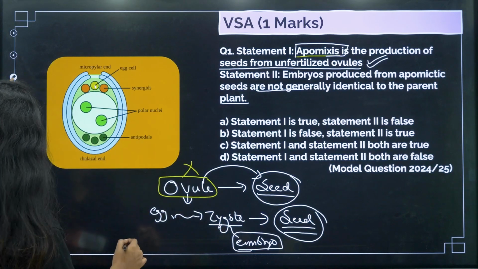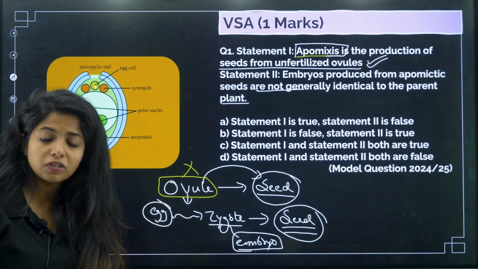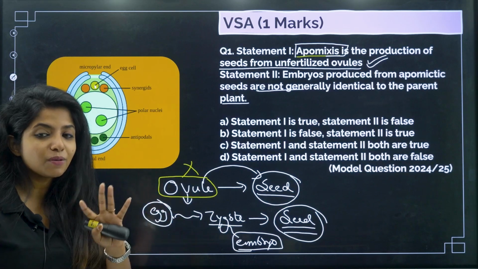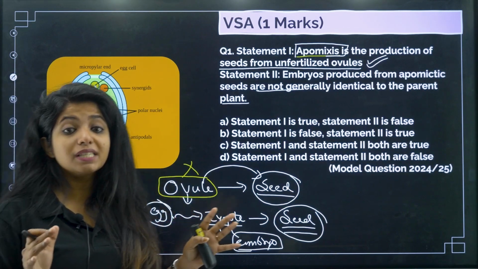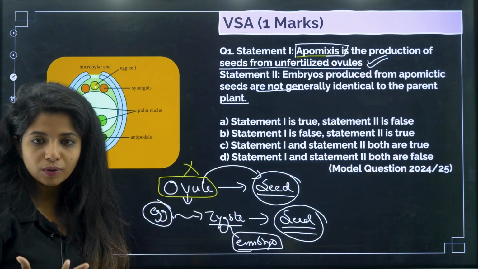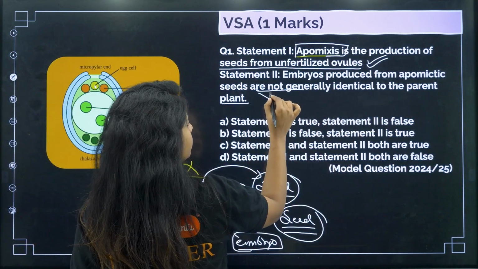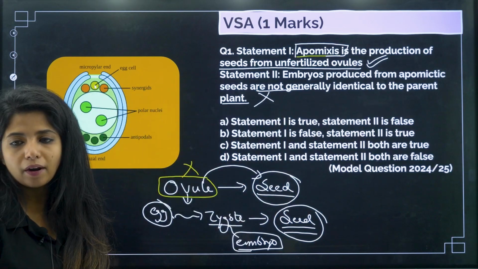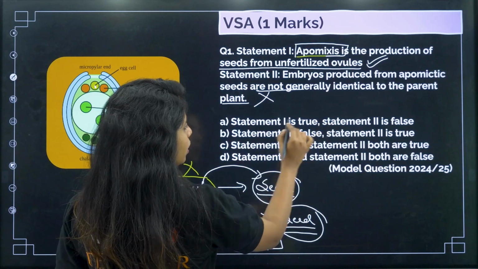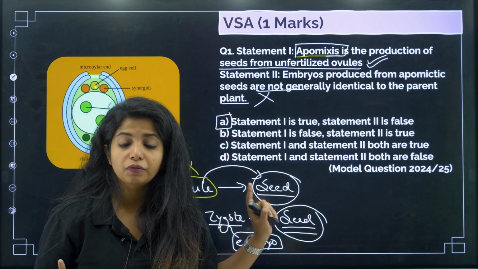Parent as in basically the egg is given by the female parent, right? So it will be just like the female parent because no fusion has taken place. There is no sexual reproduction taking place over here. This can be counted as a mode of asexual reproduction, or similar to asexual reproduction. We say apomixis would give you clones, similar to the parents. So here it has written that it is not generally identical to the parent plant. This is wrong. It is identical to the parent plant. So statement 1 is correct, statement 2 is false. Yes, children, this came in model question 2024-25.